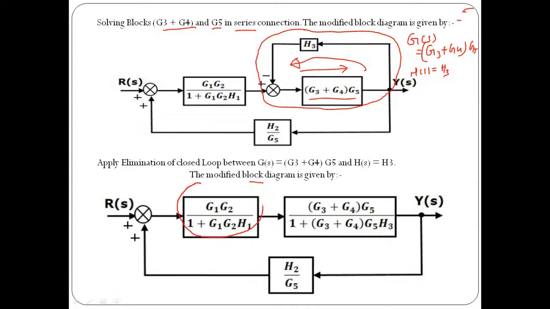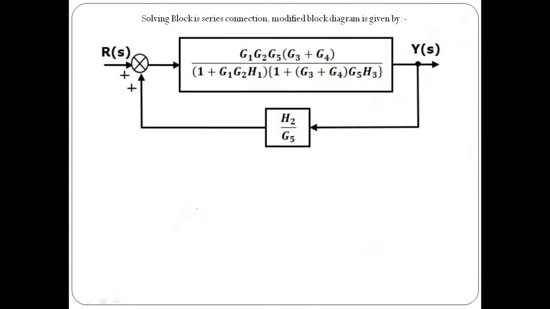Now it is very easy to find the reduced version of this system. Now see, this block and this block are connected in series. So what do we need to do? We need to multiply the gain of individual blocks to find their resultant, and then apply elimination of feedback loop. So it will be something like this. Now see, this will be the forward path of gain G of S, and the value of G of S will be the entire term available over here, and H of S will be the feedback path gain, which is nothing but H2 by G5.